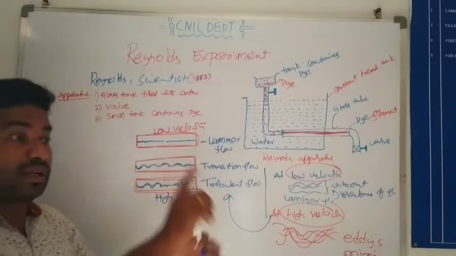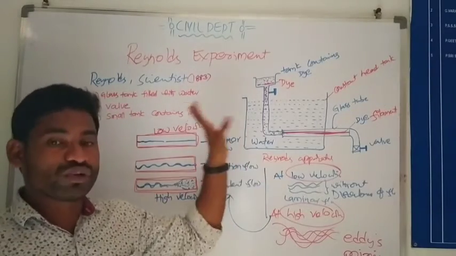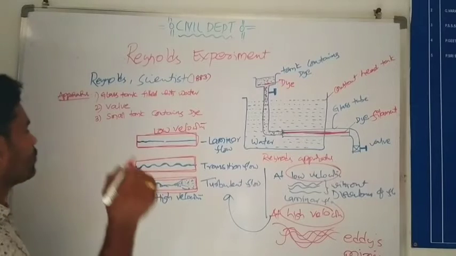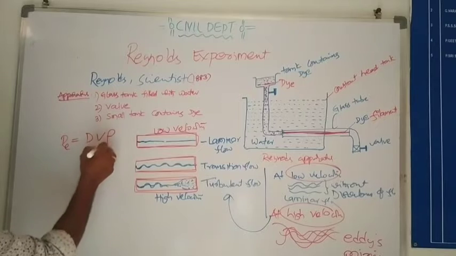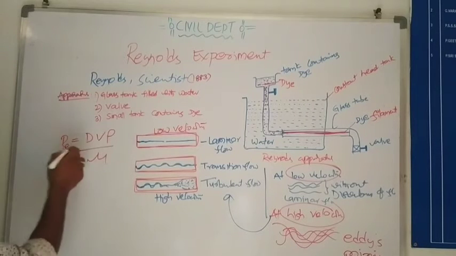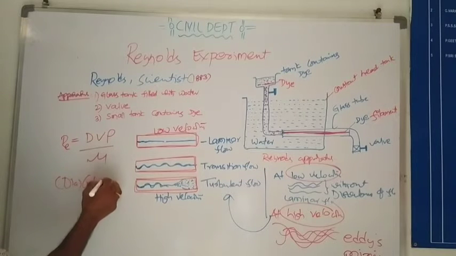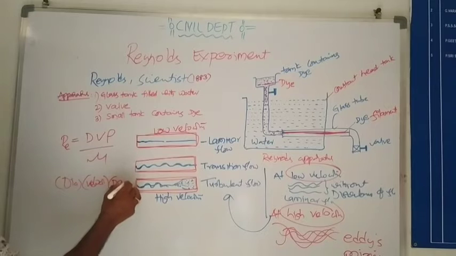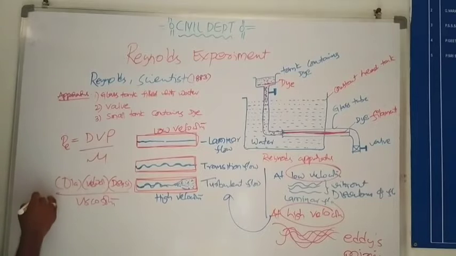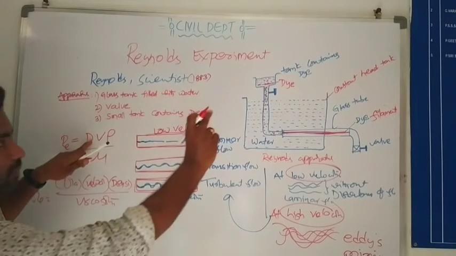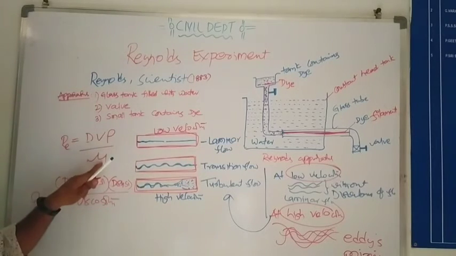Physically you can say that this flow is laminar and this flow is turbulent. But as an experimental procedure, there is one equation, called the Reynolds equation. The Reynolds number is dV rho by mu, where d is the diameter of the pipe, V is the velocity of the flow, rho is the density of the fluid, and mu is the viscosity of the fluid.